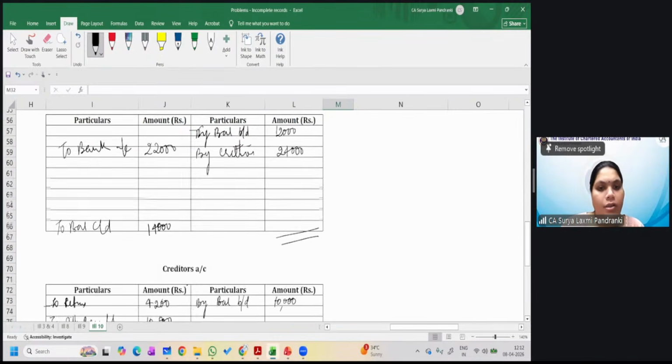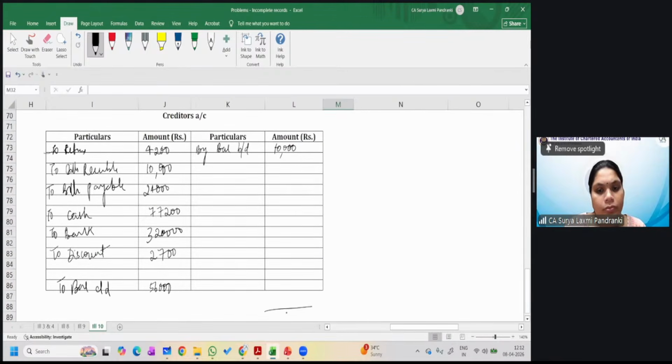Balance your creditors account also. This will be by purchases, no? Credit purchases. Yes, ma'am. Calculate the credit purchases. 454,100. Did everyone get the same answer?